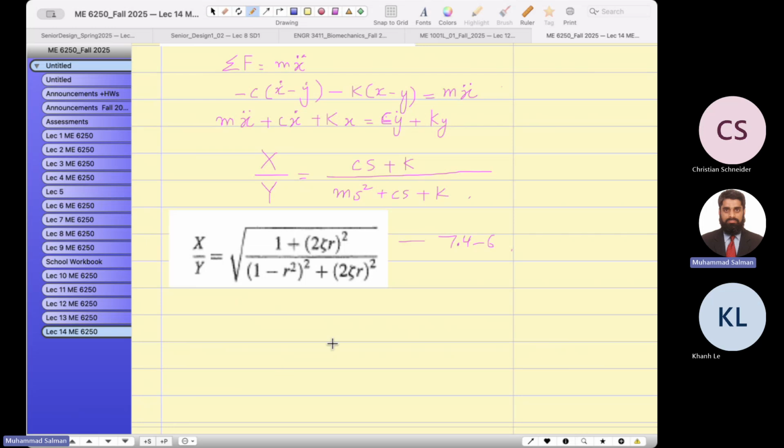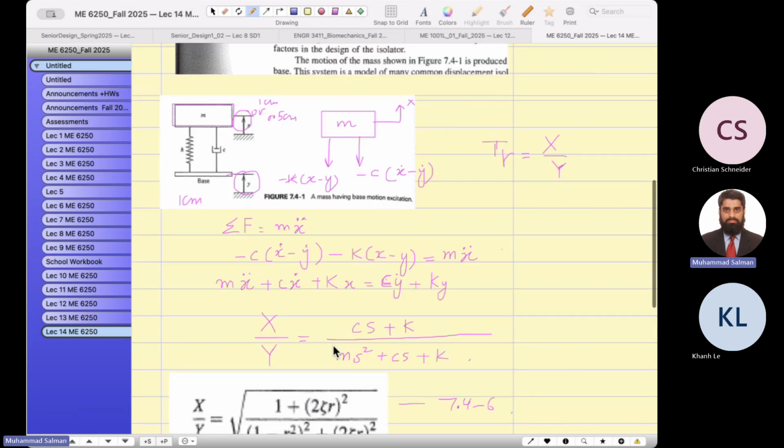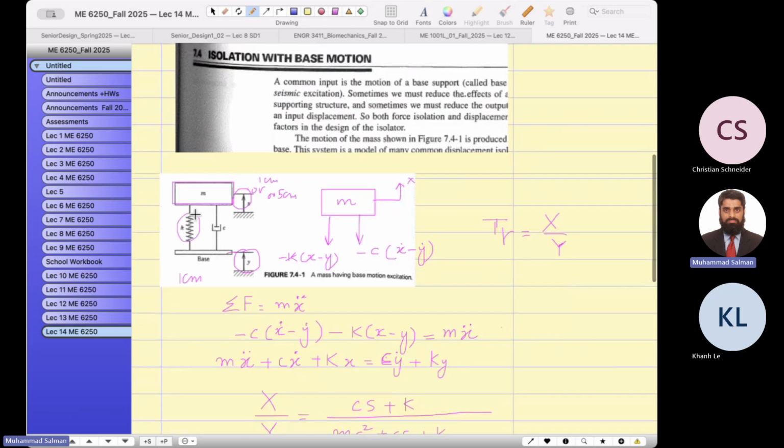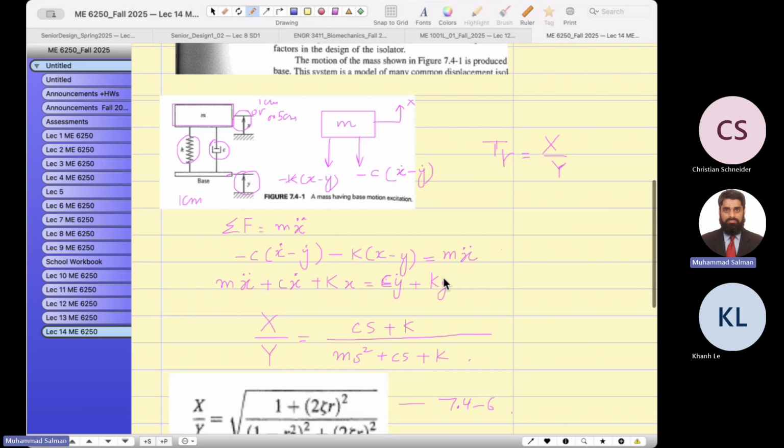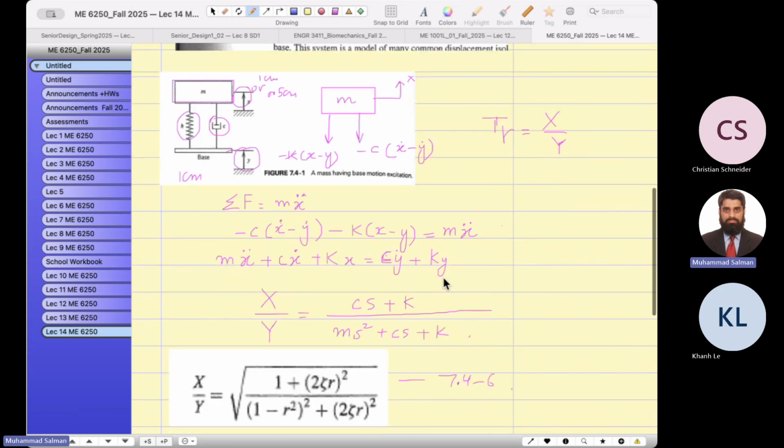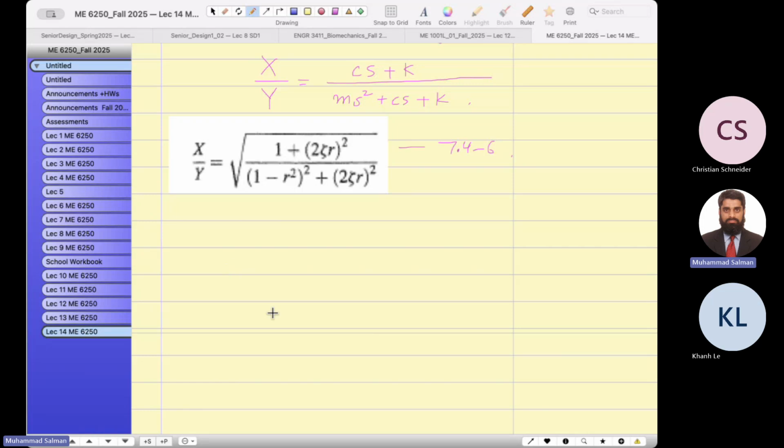Another thing you can see is that this is a force due to the spring, and this is a force due to the damper. Suppose in the other direction, this mass is moving, then it generates some force to the foundation. So there is another transfer function: how much force is being transmitted to the foundation. Let me show you this equation here.